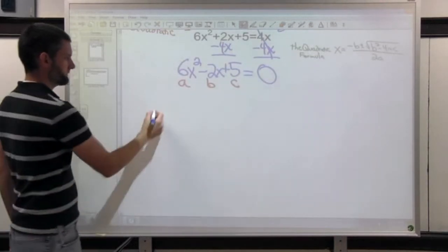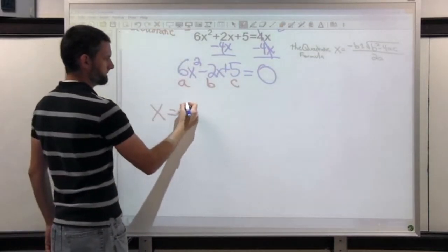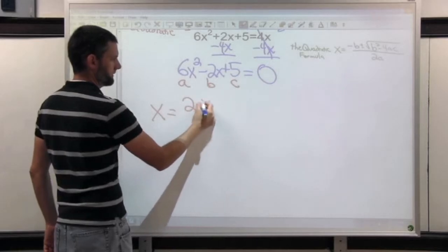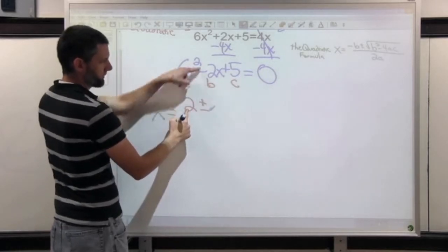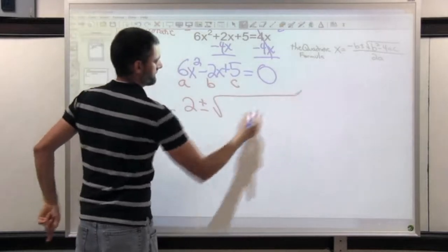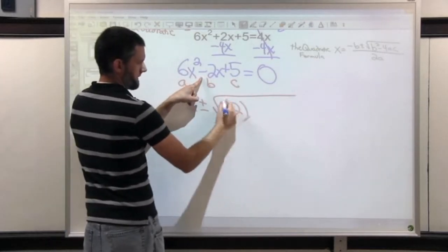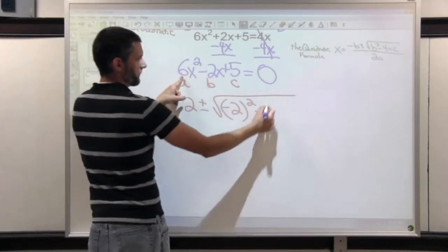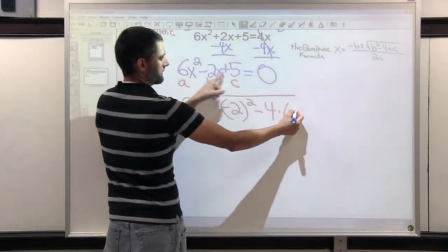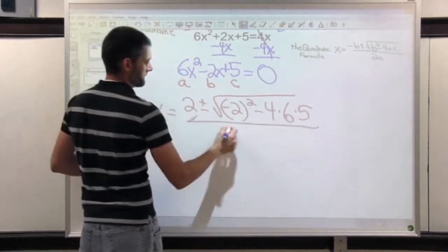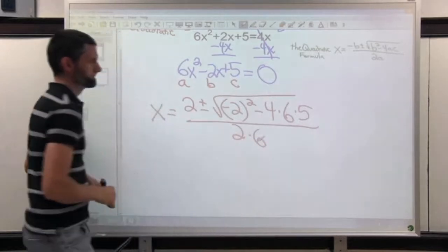Let's go ahead and put those values into the quadratic formula and find out what happens. The negative of b, which was already negative, that's going to be positive. B number squared minus 4 times the a times the c, divided by 2 times the a.